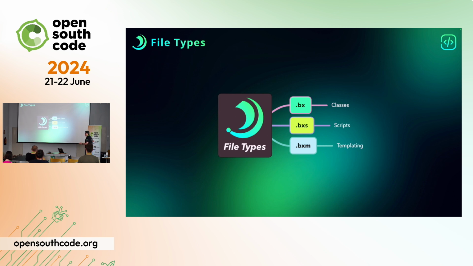So we support 3 file types: BX, which are classes, okay? These are going to be your classes. BXS, which are scripts. Remember, we can script at the operating system level, or we can script also at the language level, because we also have a templating language, okay? This is inspired by ColdFusion.